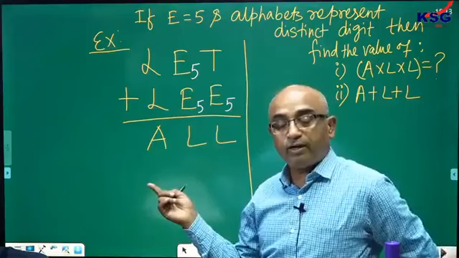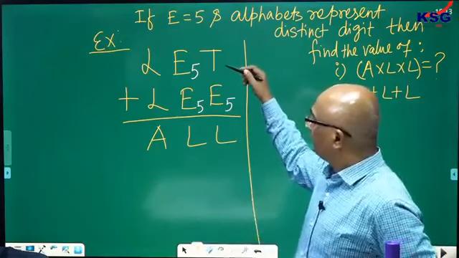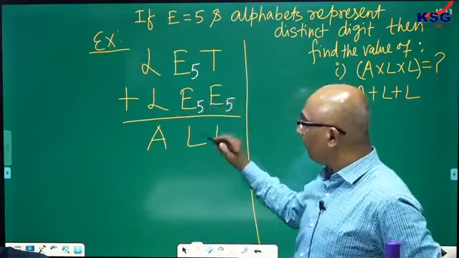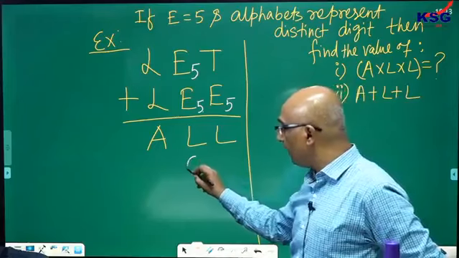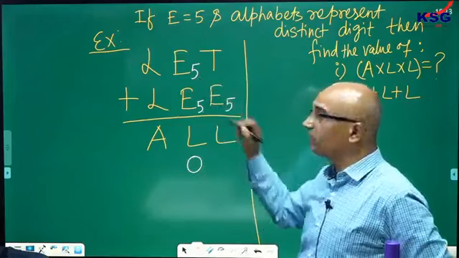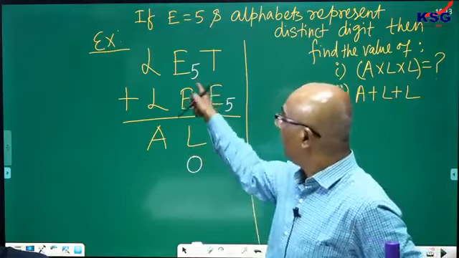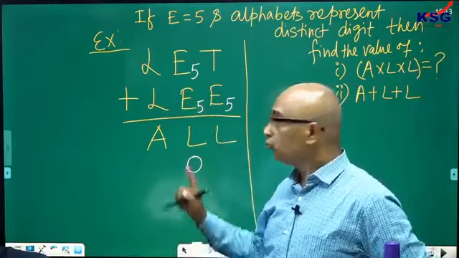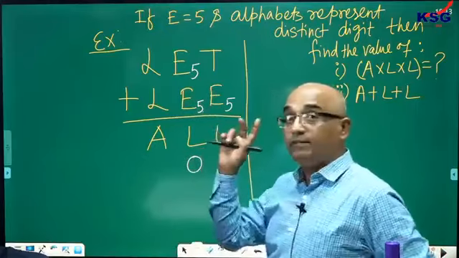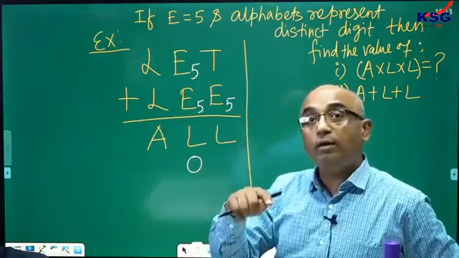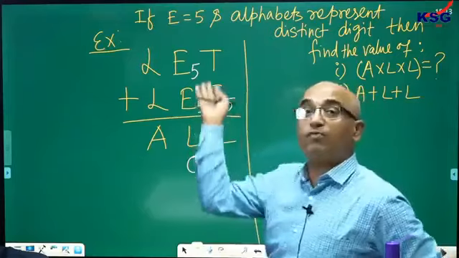Concentrate here everyone. See here. So 5 plus 5 is 10. So the value of L can be, 5 plus 5 is 10. Focus on the middle step of addition. 5 plus 5 is 10. So the value of L can be either 0, or 1 if there is a carry from the first step.